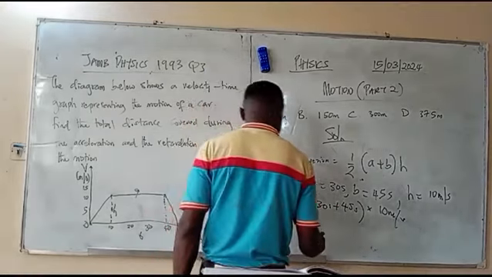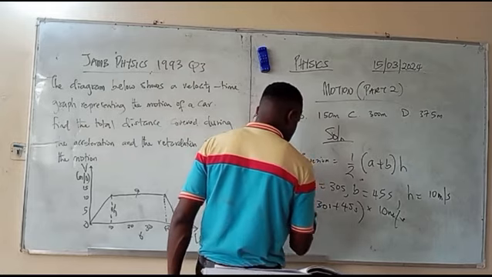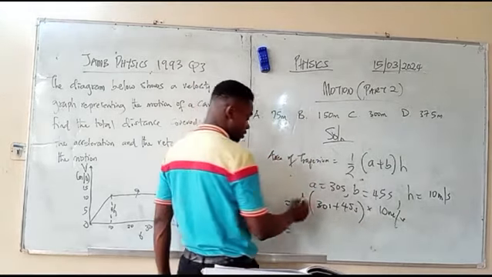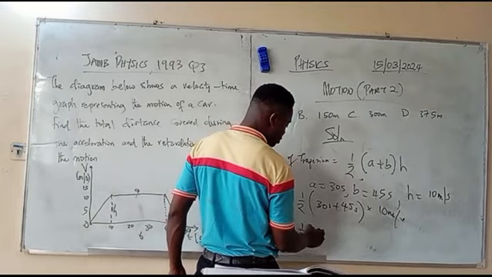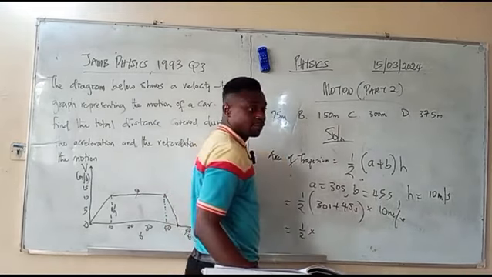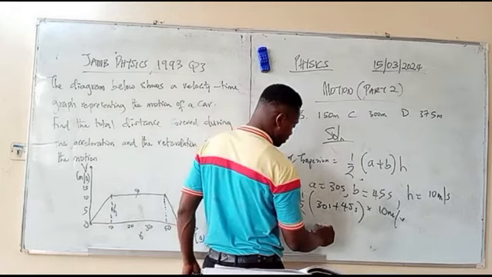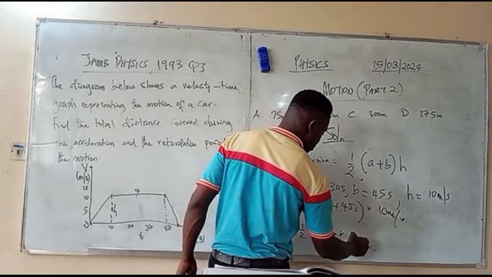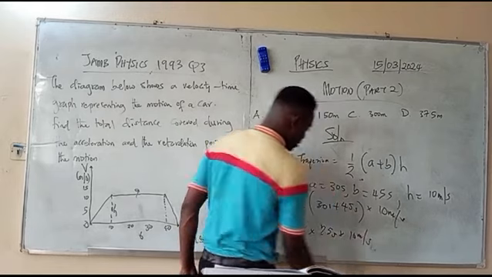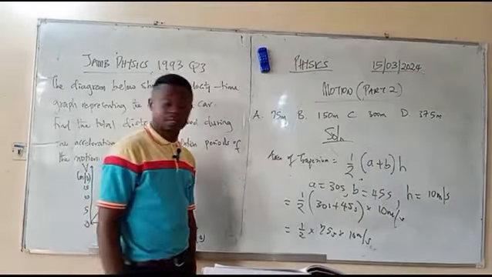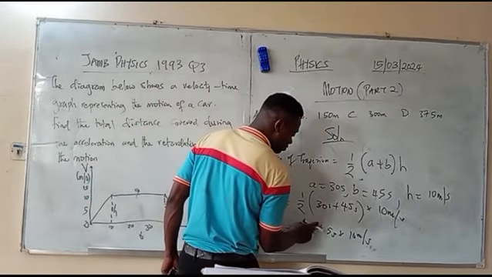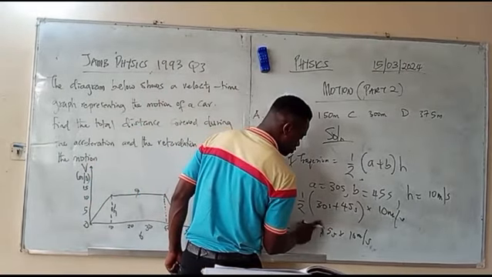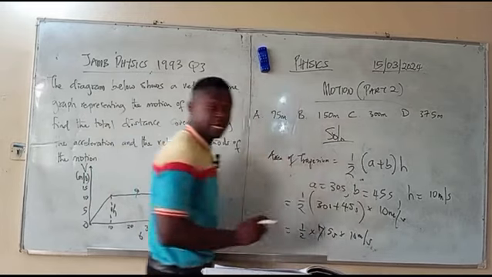Let's open the bracket and multiply out. Half times, this plus this is 75 seconds, times 10 meters per second. Is it clear? This is 75, not 25. This is 75. Is it clear?